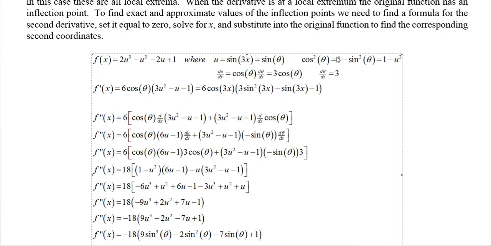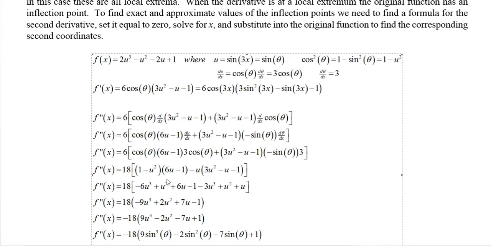Cosine theta is, well, here's a cosine theta times cosine theta, which is cosine square theta, which is 1 minus sine square theta, which is 1 minus u squared. So that times that becomes 1 minus u squared times the 6u minus 1, with the 3 out front. Sine of theta is u, correct? So this is negative u times this.